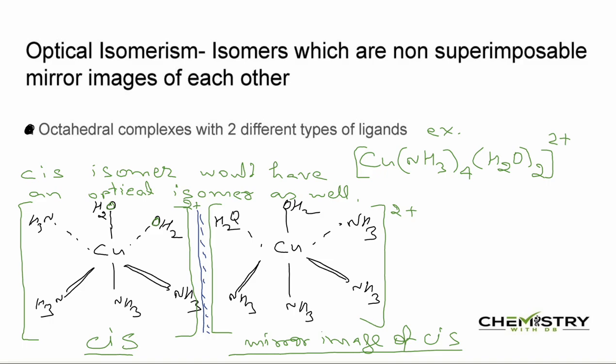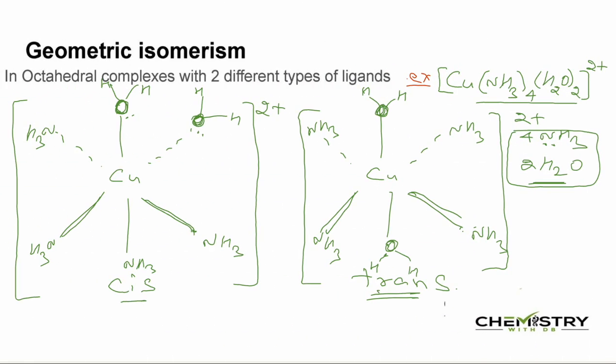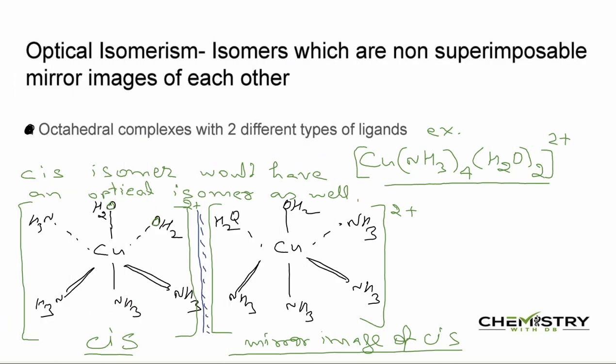So therefore, if you are ever asked a question to draw 3 stereoisomers of this kind of complex, then you can just go ahead and draw a cis isomer as we did in the previous example, then the trans, and then an optical isomer of the cis, and that will get you to the correct answer.